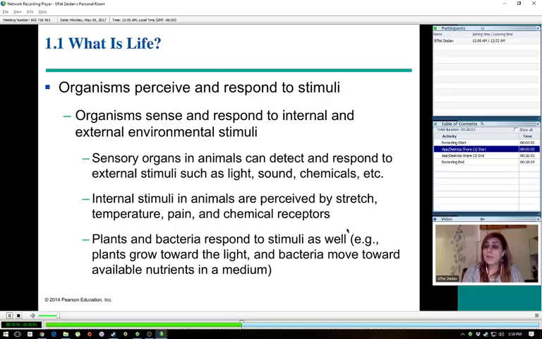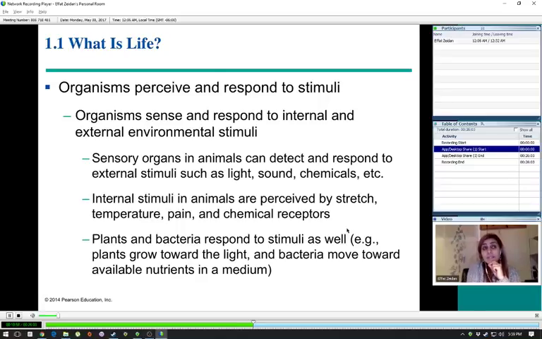So the organisms are capable of understanding what's going on around them, sensing what's happening around them, and they do that through the help of sensory organs, which are present in animals. That allows them to detect different changes in their surroundings, such as light, such as sound, such as chemicals, tasting, or touching. So all of these are due to sensory organs that are present in the organism.